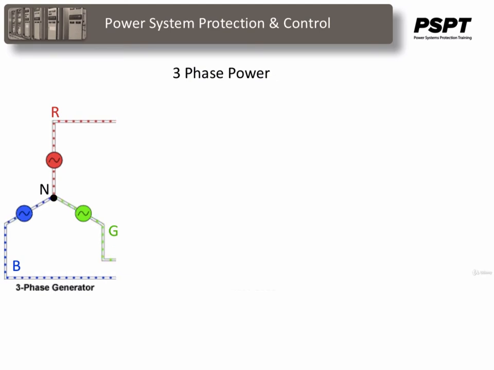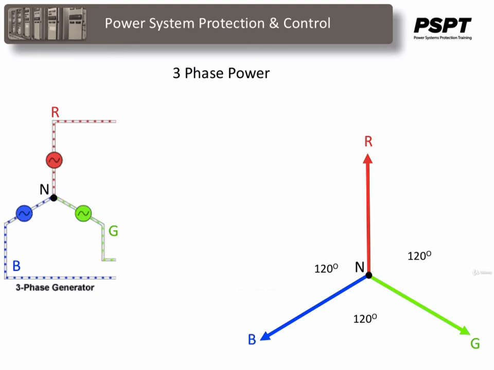When considering three-phase power generation, you can assume that it's made up of three single-phase generators connected together. The generated voltage vectors are 120 degrees apart, rotating counterclockwise at 60 cycles per second. The load can be connected in various configurations.